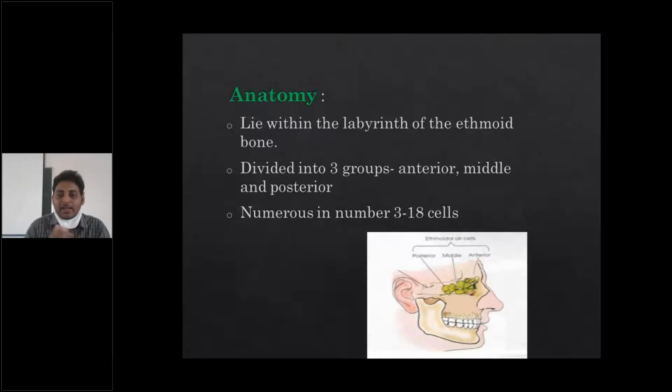And usually as we go from anterior to posterior, the size of the cell in the ethmoid sinus will increase, and obviously the number will decrease. Size increases and number decreases. So obviously in anterior ethmoid cells, there will be multiple, 3 to 18 in number, and the size of the cell is smaller. Compared to the posterior ethmoid cells, the number is lesser. Posterior group is usually 1 to 7 in number, and the size compared to the anterior group of ethmoid cells will be larger. These points you should make sure.